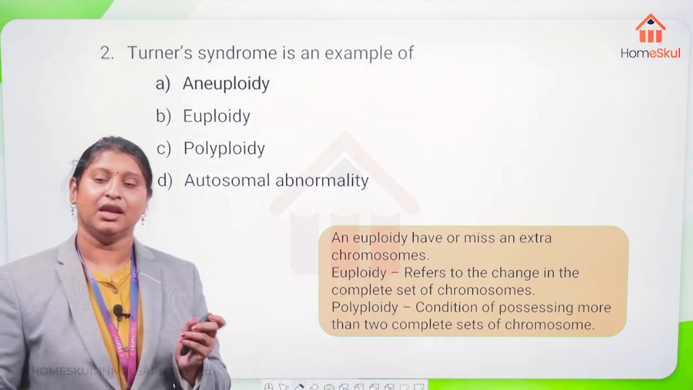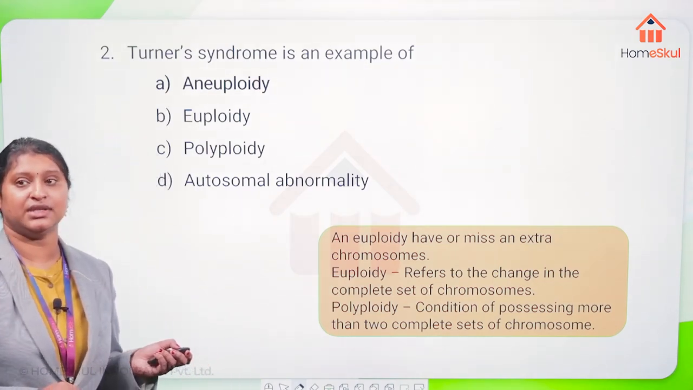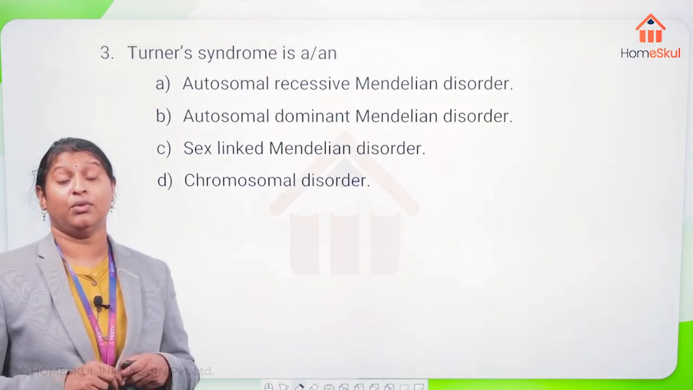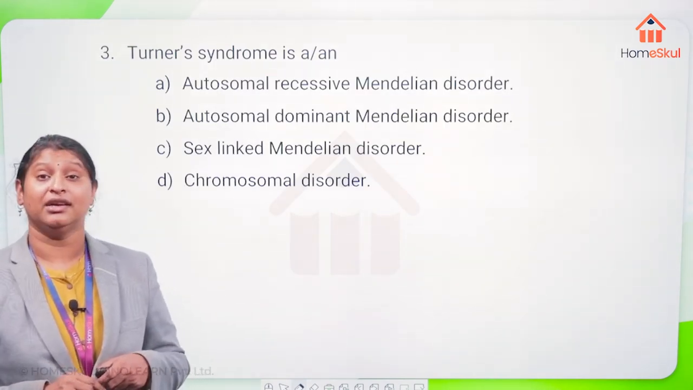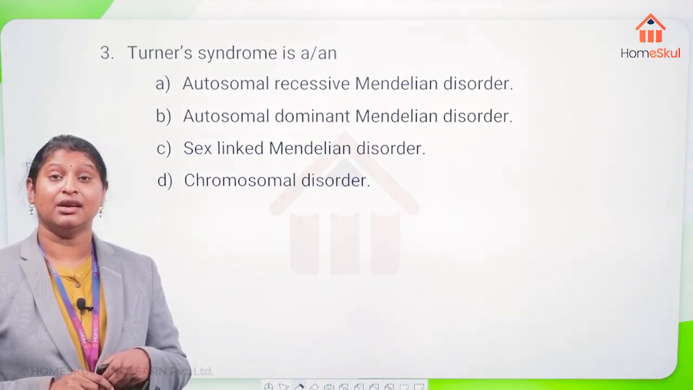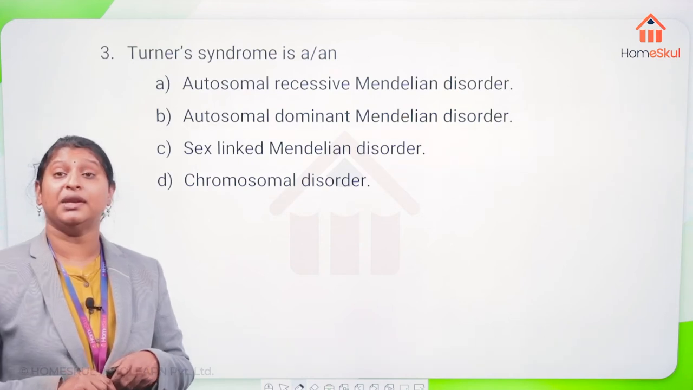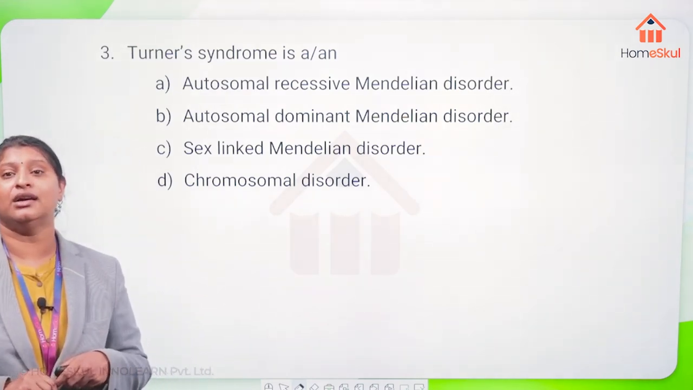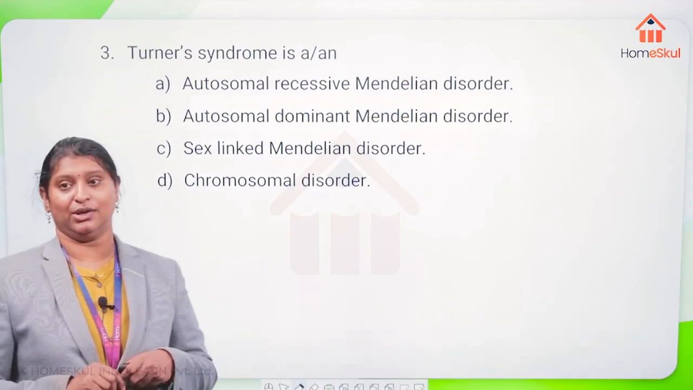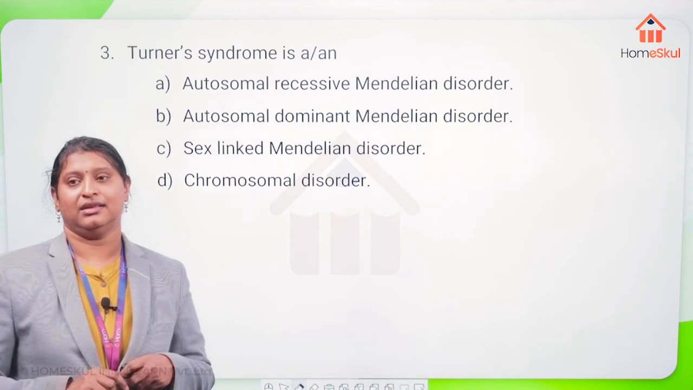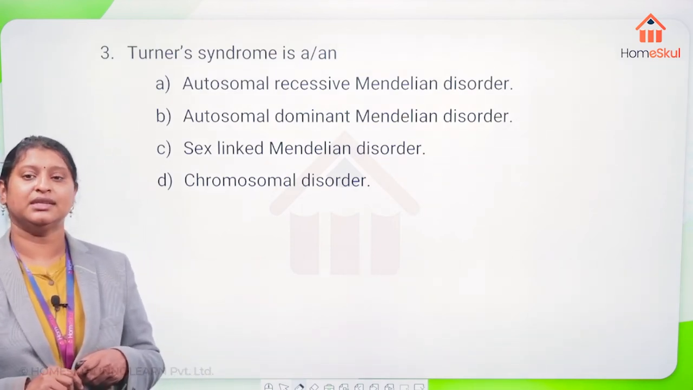Now we are going into the next question. Turner's syndrome is what? Option A, autosomal recessive Mendelian disorder? Option B, autosomal dominant Mendelian disorder? Option C, sex-linked Mendelian disorder? Option D, chromosomal disorder. What will be the answer? Can you answer this?